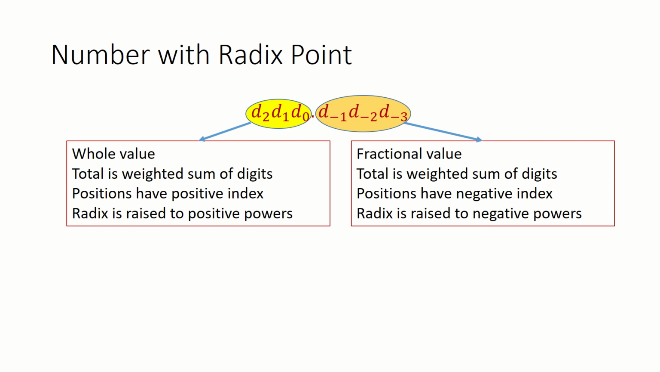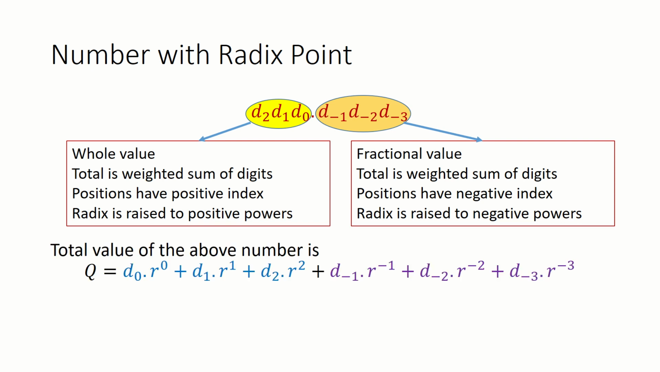When we have digits on the right side of the radix point, then they denote the fractional value. The total is still the weighted sum of the digits. However, the positions have negative index and hence the radix is raised to negative powers. So, that is why it becomes a fraction.